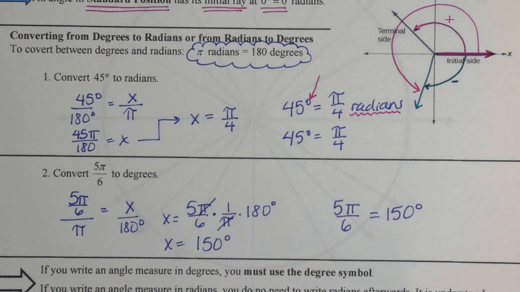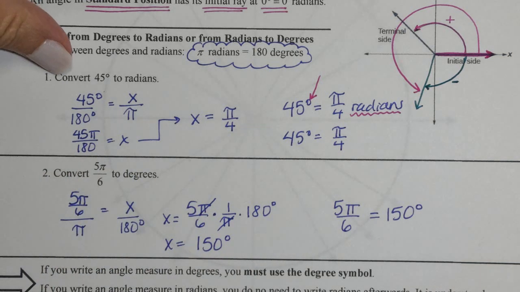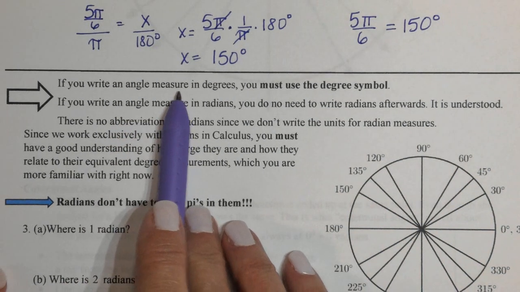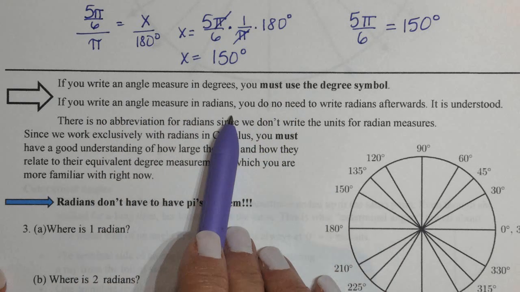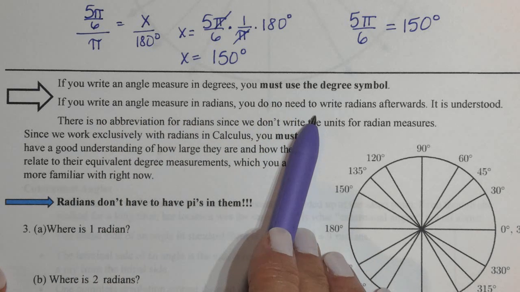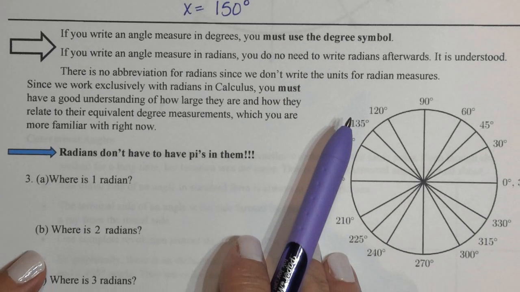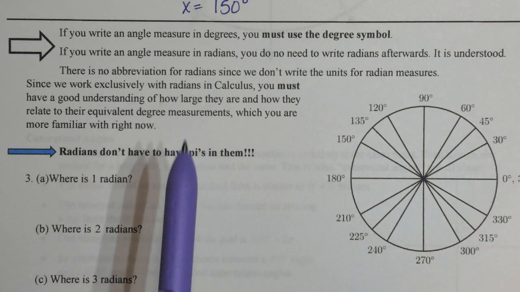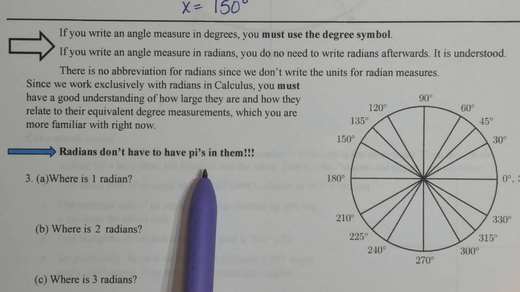So that is how I would convert from degrees to radians or radians to degrees. So again, if you write an angle measure in degrees, you must use the degree symbol. If you write an angle measure in radians, you do not need to write the word radians afterwards. It is understood. Okay? All right. Since we work exclusively with radians in calculus, you must have a good understanding of how large they are and how they relate to their equivalent degree measurements.